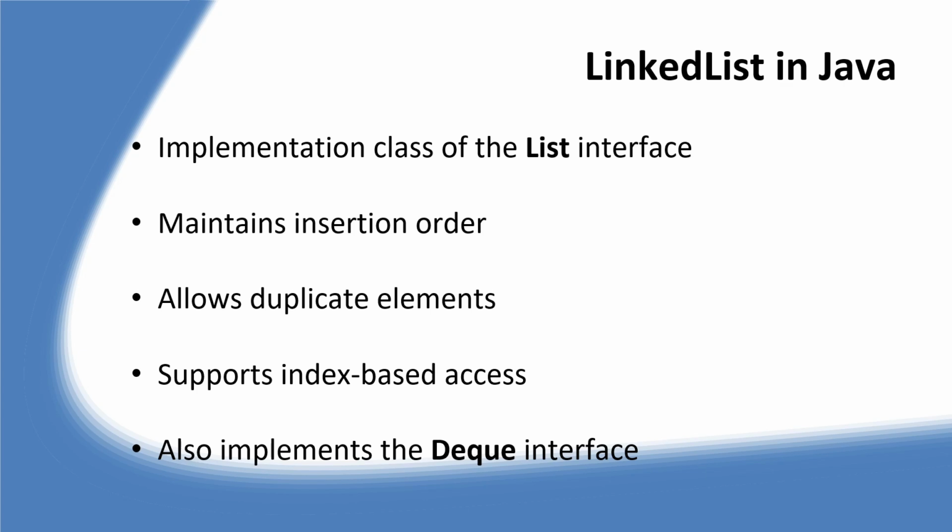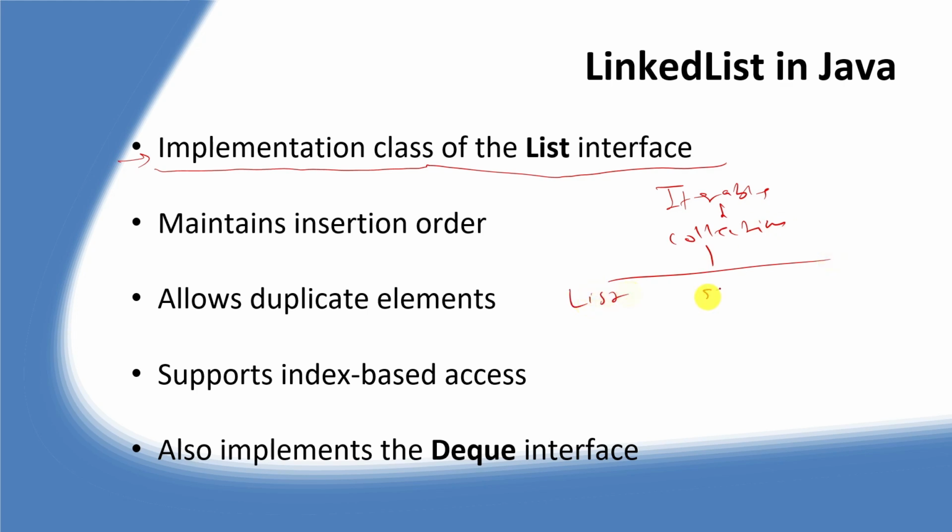Linked list is a class that implements the list interface. Or in other words, an implementation class of the list interface. So we have the hierarchy, right? Iterable and then collection, and then we have list, set, queue. Inside that list we have three implementation classes. What are those? ArrayList, linked list, and vector.